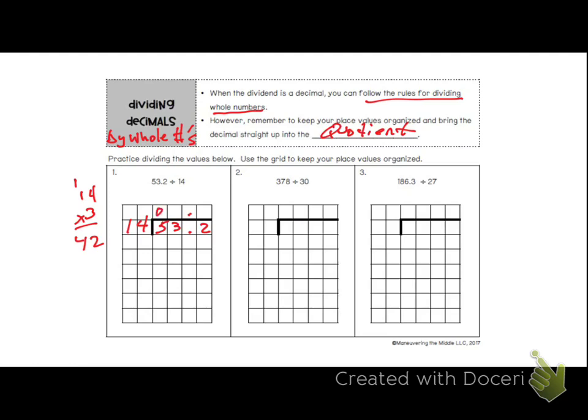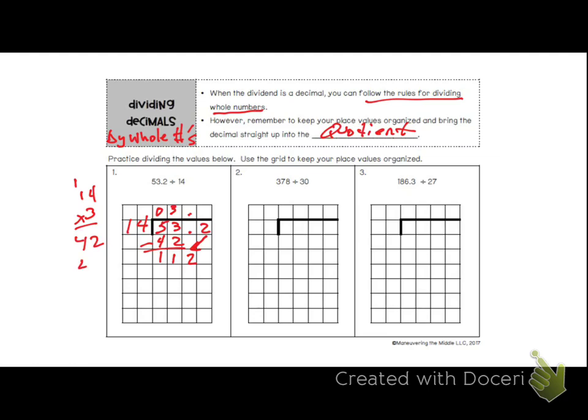So 14 goes into 53 3 times. And I get an answer of 42. Subtract those and I get 11. Like we talked about, as long as my remainder is less than my divisor, I'm good to go. Alright, so now I have 11. That decimal point is kind of funky there, so I'm going to draw my arrow this way. I need to drop my 2 down, and now I need to divide 14 into 112.